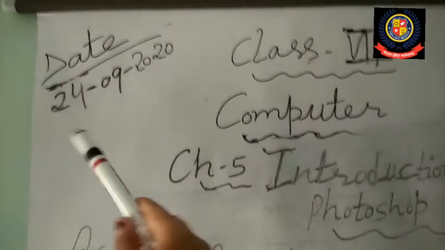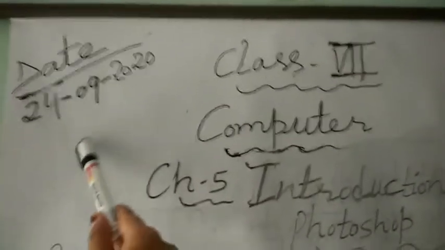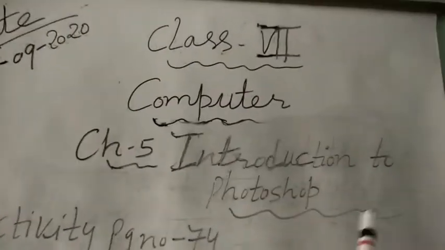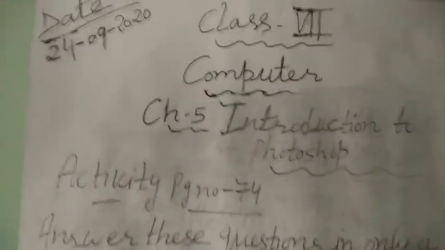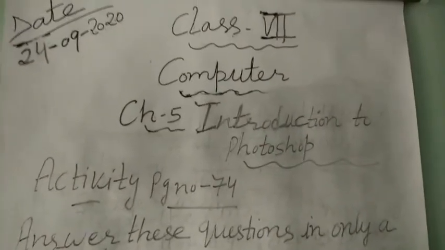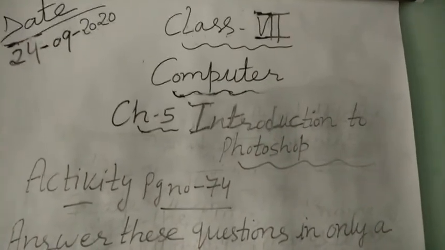Class 7, what's the date today? Today is 24 September 2020. So your chapter number 5 is Introduction to Photoshop. First of all, students, open your book, page number 74, activity. Today we are going to start with the activity.